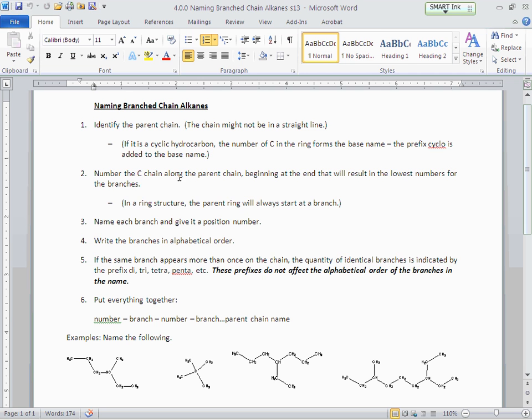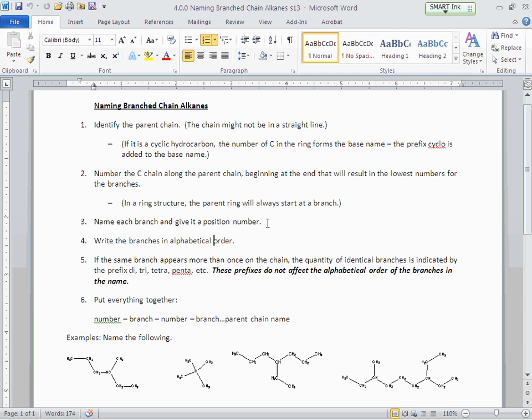The number of carbons along the parent chain beginning at the end, which results in the lowest number of branches. So we give the main parent chain an address, a series of numbers, just counting them off. And we always start with the end that's going to give us our lowest numbers. And you can determine that visually by kind of looking at which end the branches are kind of clumping at. You can kind of see they're either at one end or the other end, okay?